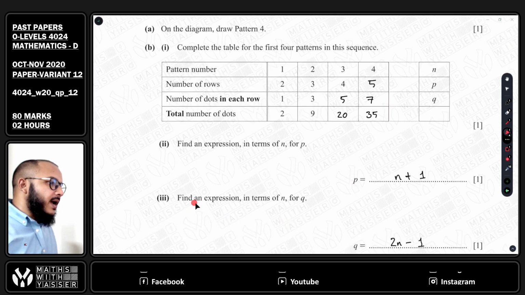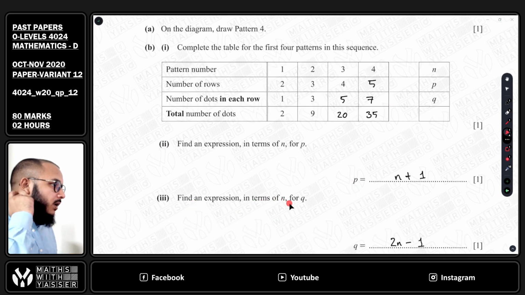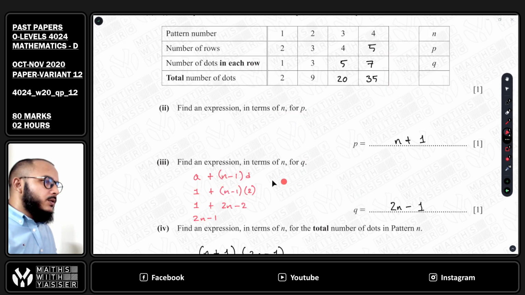Then it's asking find an expression in terms of n for q. So since it's increasing by 1, 3, 5, 7, there is an arithmetic progression going on over here, and the common difference between them is 2. So if we think of the arithmetic progression formula, it will be a plus n minus 1 into d, where a is the first term.